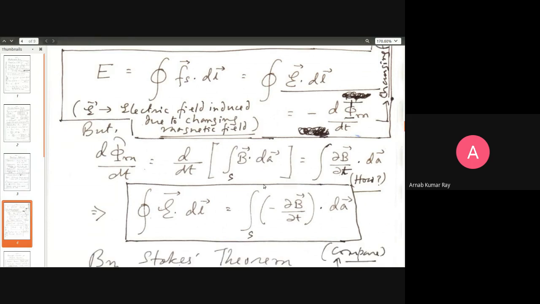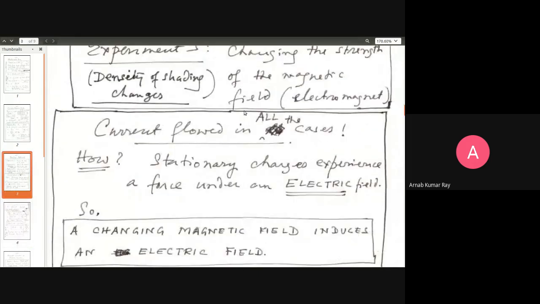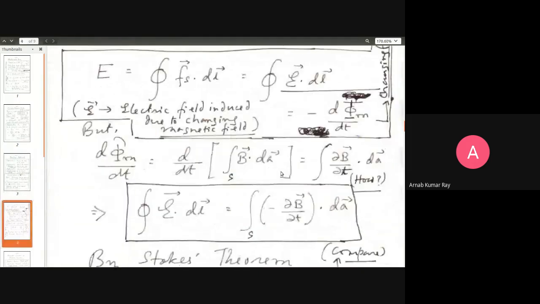Okay, now some mathematical discussion. We have discussed a good lot of physics. This part is the physics discussion. Now we discuss the mathematics. You notice that first we have carried out a surface integral, surface area integral, and then we have carried out a time derivative, d/dt of the surface area integral.